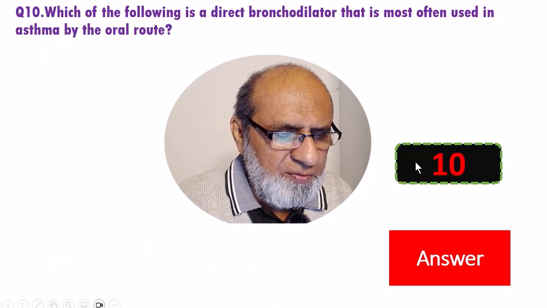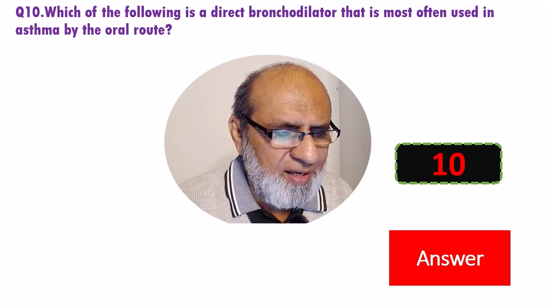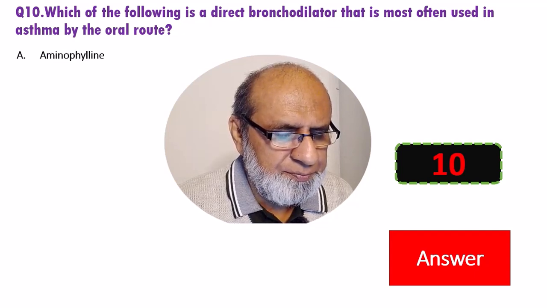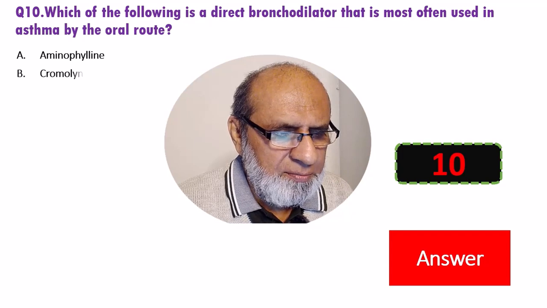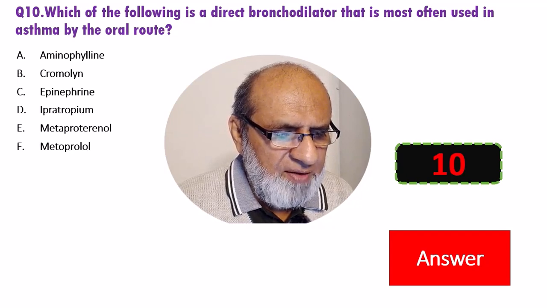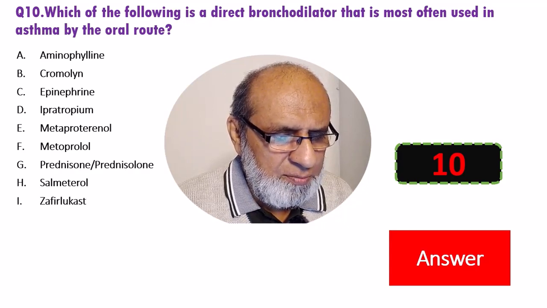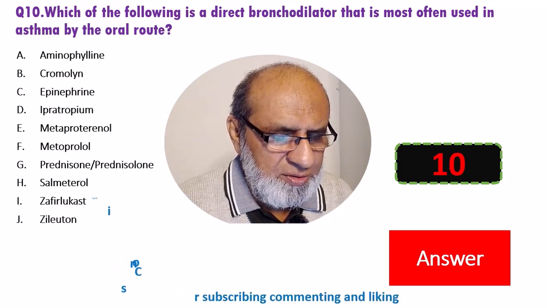Question 10. Which of the following is a direct bronchodilator that is most often used in asthma by the oral route? A. Aminophylline, B. Cromolyn, C. Epinephrine, D. Ipratropium, E. Metoprolol, F. Metoprolol, G. Prednisone or prednisolone, H. Salmeterol, I. Zafirlukast, J. Zileuton.